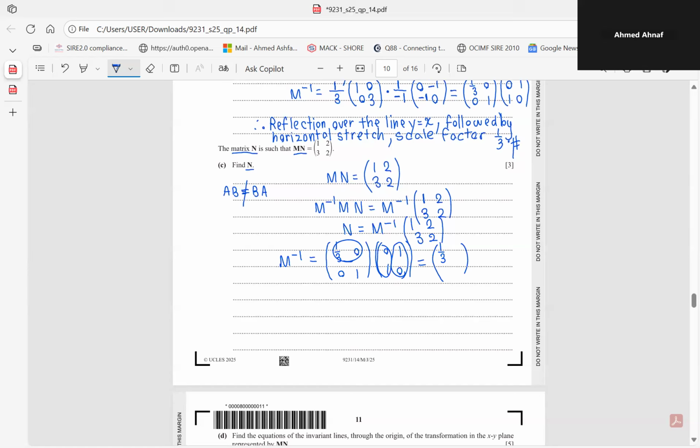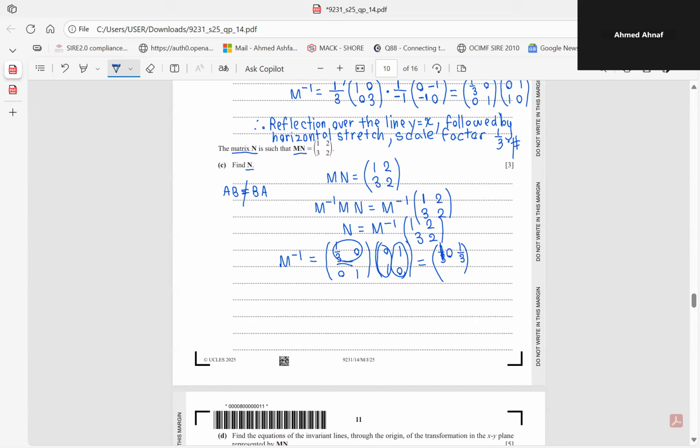So again, that is... wait a minute. Times 0, that's 0. Oh, this is supposed to be 0. And this is supposed to be 1/3.